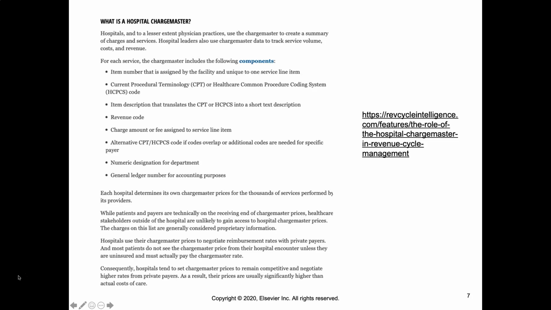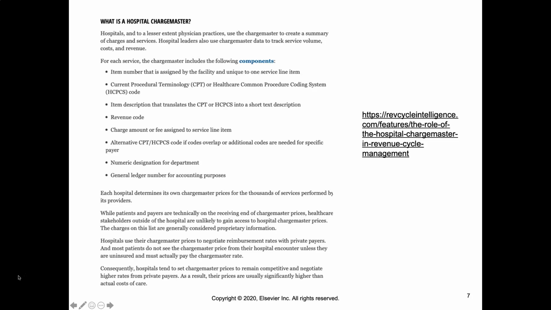While patients and payers are technically on the receiving end of charge master prices, healthcare stakeholders outside the hospital are unlikely to gain access to the hospital's charge master prices. The charges on this list are generally considered proprietary information. So if you have access to a charge master, you don't ever share it with anyone outside of your organization, ever, ever, ever. And you only share it with the people inside your organization that have a job-related need to know that information.